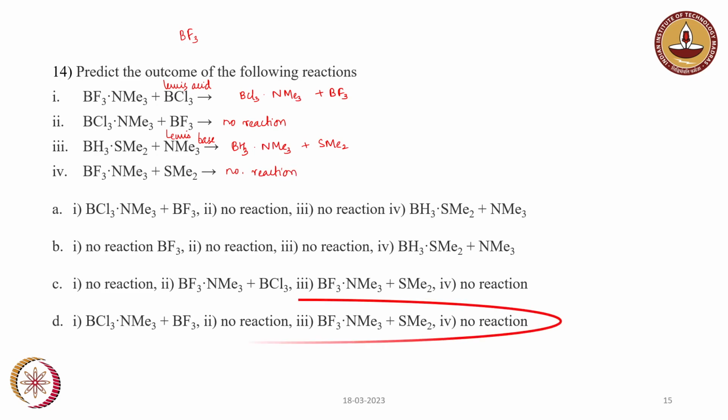So the answer is option D. First product is BCl3·NMe3 and BF3. In the second reaction, there won't be any product. In the third reaction, BH3·NMe3 is formed with SMe2 replaced. And in the fourth one, there won't be any reaction between BF3·NMe3 and SMe2.